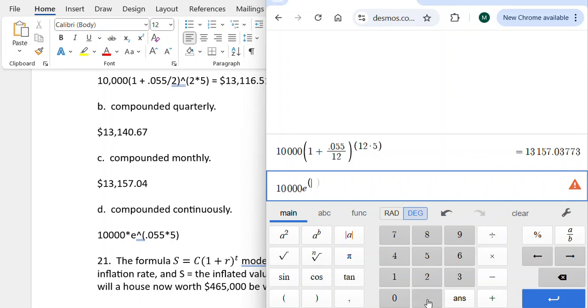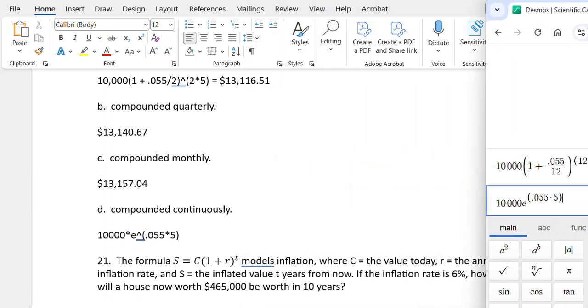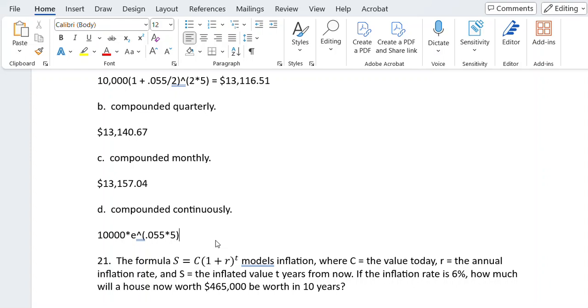And our power here is 0.055 times 5. Again, I'm putting that in parentheses where I'm multiplying in the power. And so again, I get a value that's higher than the other values, but it's right in line with where they are, and that is what I would expect. So $13,165.31.